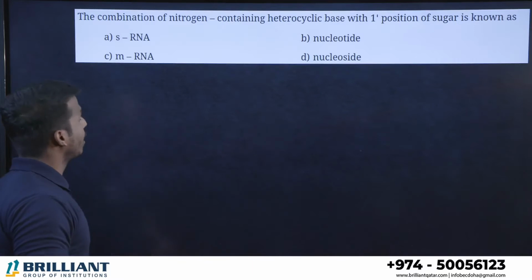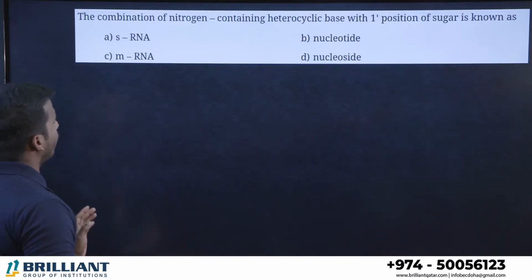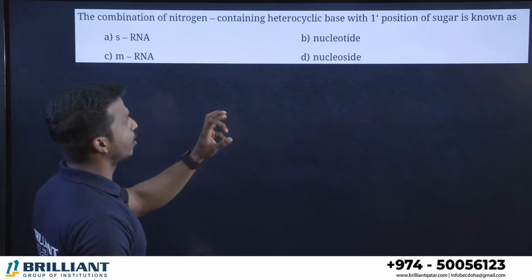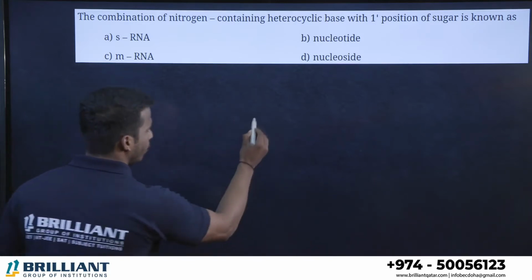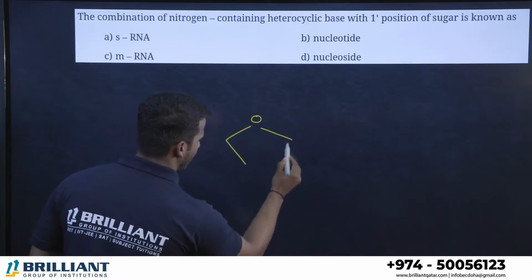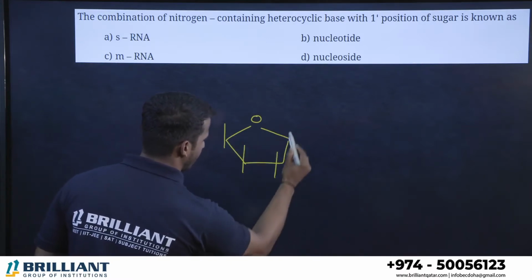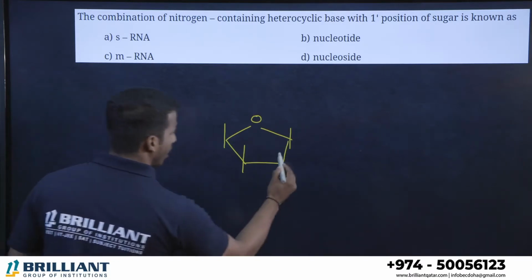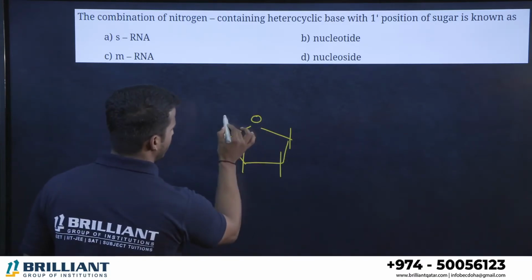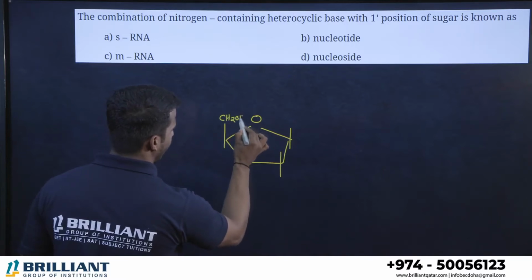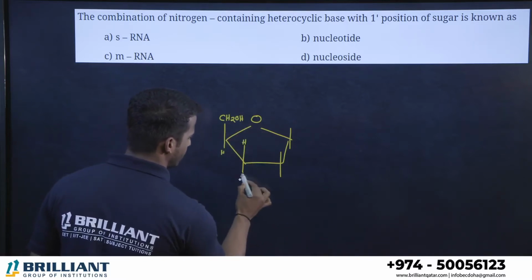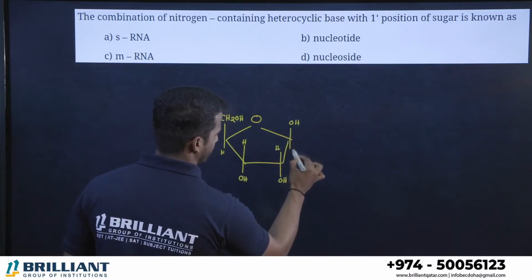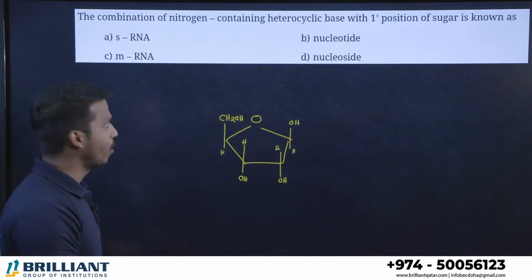All right. Question number 3. The combination of a nitrogen-containing heterocyclic base with the first position of a sugar is known as what? You may have studied pentose sugar, right? This is a pentose sugar and you know the carbon numbers very well, right? Here we have CH2OH and H. For example, I'm taking the simplest pentose sugar, and here we have OH and H. Just consider it a pentose sugar, alright.